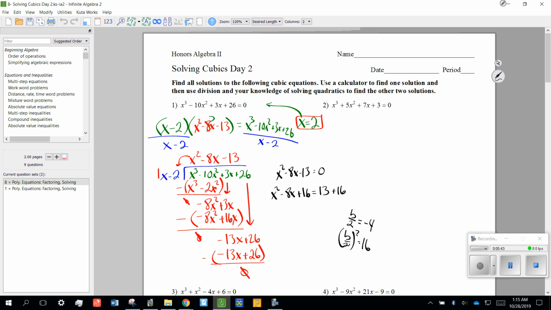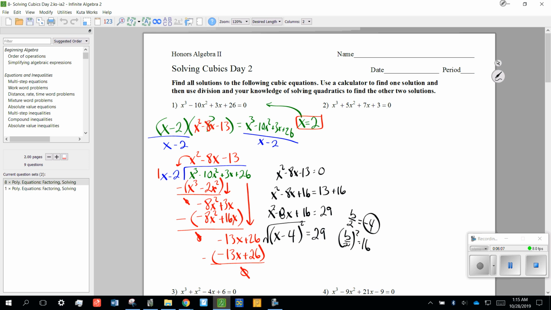Remember, if you add it to one, you've got to add it to the other. And I get x squared minus 8x plus 16 equals 29. Now I'm ready to complete the square. Factors of 8 or 16 that add up to negative 8. Oh cool, it's negative 4. It's always just b divided by 2. And that's equal to 29.